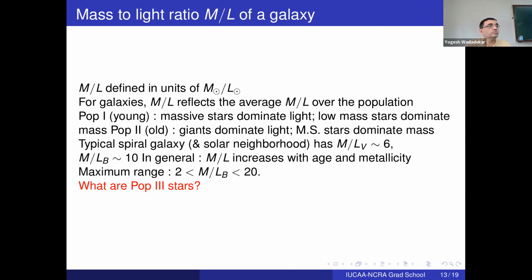Many of you must have heard about the launch of the James Webb Space Telescope. One of its primary science goals is to directly detect the population 3 stars. Very high luminosity, but very, very rare objects, which have to be searched for at extremely high redshift.